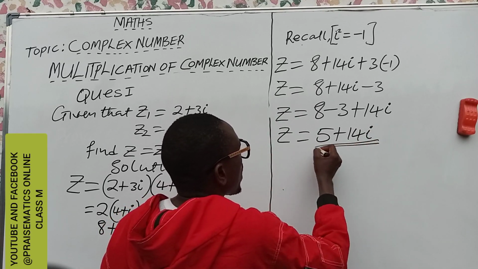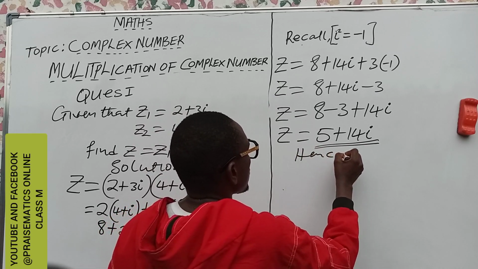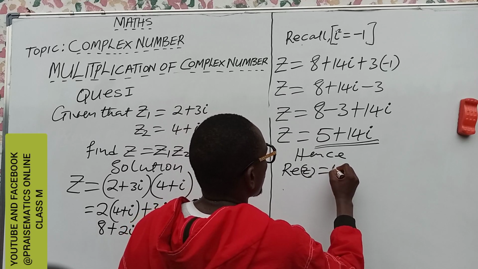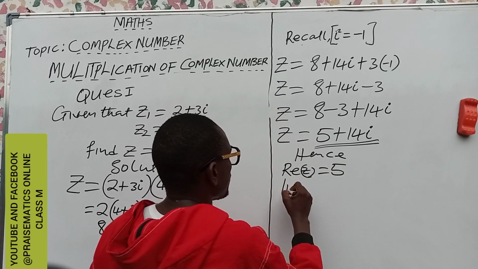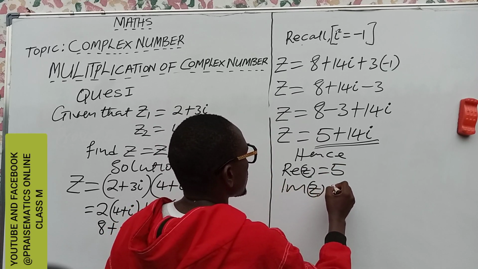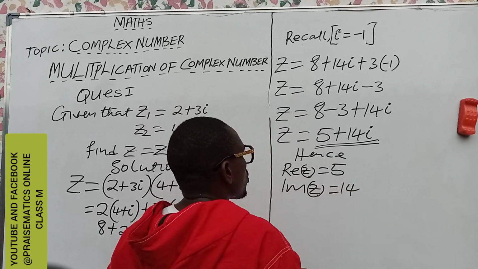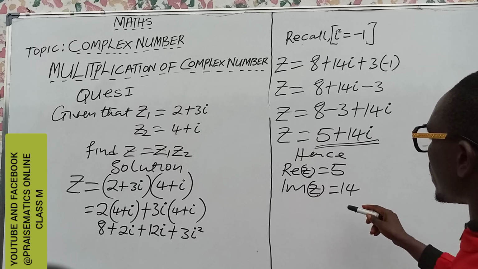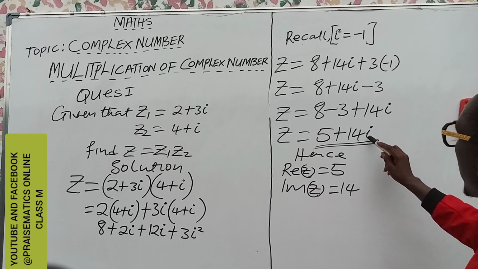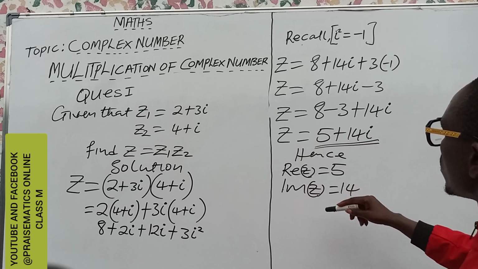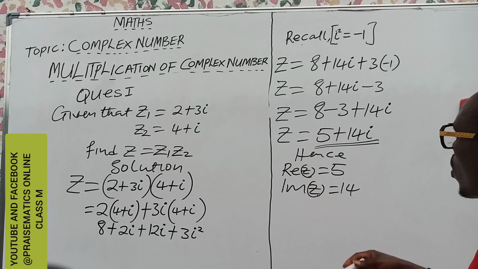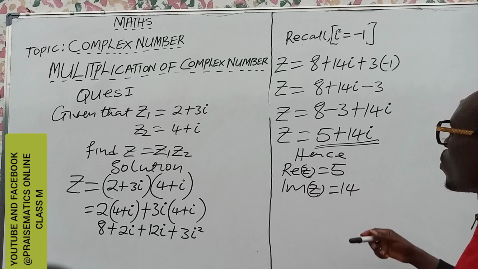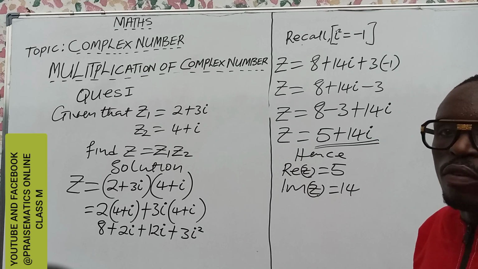And that is our answer. Hence, Re z is equal to 5, while Im z is equal to 14. The coefficient of i is Im z. The coefficient of i is the imaginary part, and the coefficient of i here is 14, which is the y. So our x is equal to 5, while our y is equal to 14. And that is how to solve it.